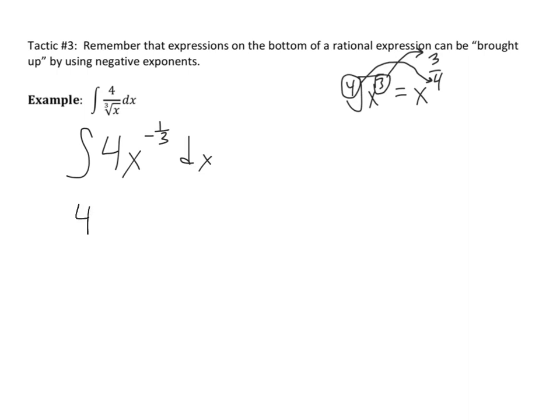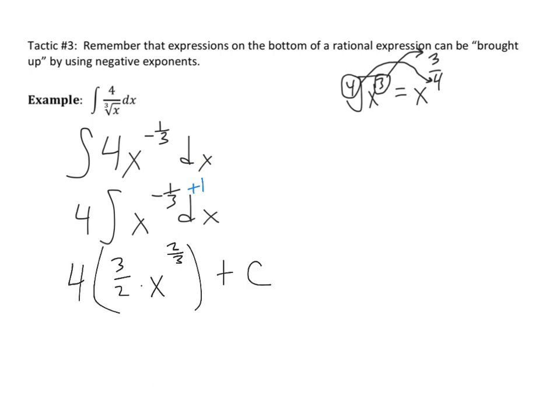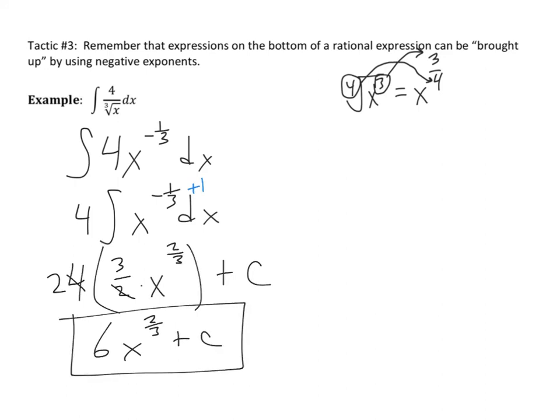At this point, I can use the constant multiple rule to pull out the 4. And then from here, I use the power rule. I'm going to increase this power by 1. Increasing the power literally just means adding 1 to it, adding 3/3. So this is going to become x to the 2/3 power multiplied by the reciprocal. And then we still have our 4 there and our plus c. We can finish this out by reducing this down and getting 6x to the 2/3 power plus c. And we're done.